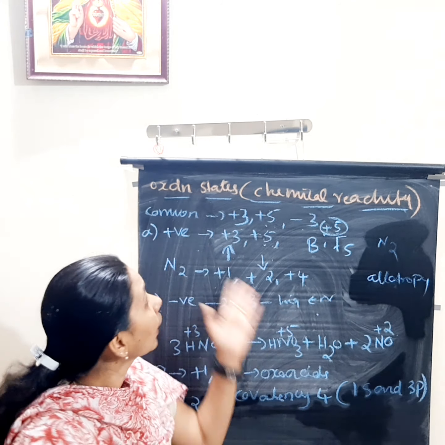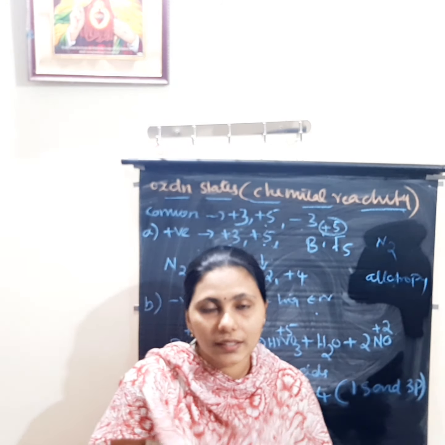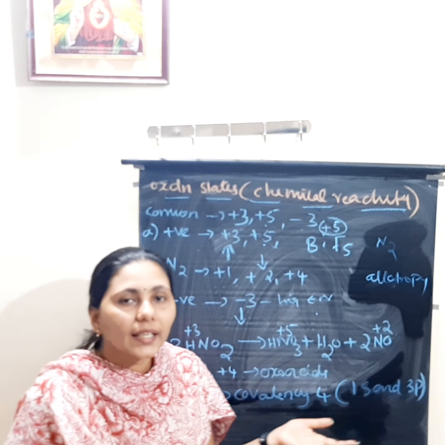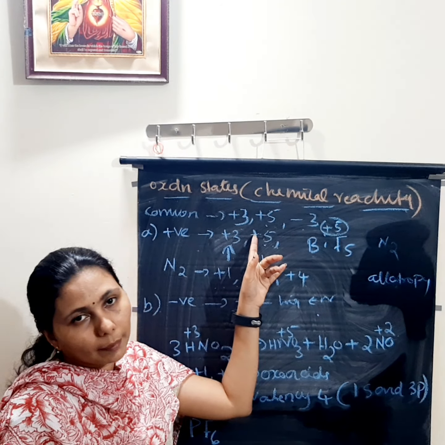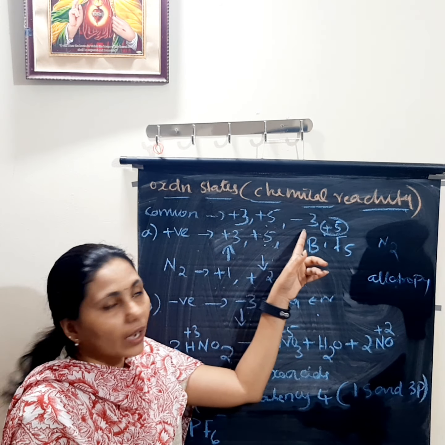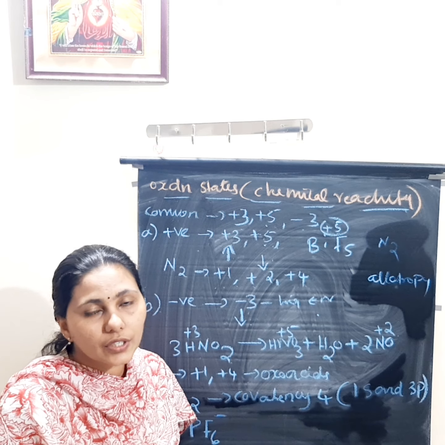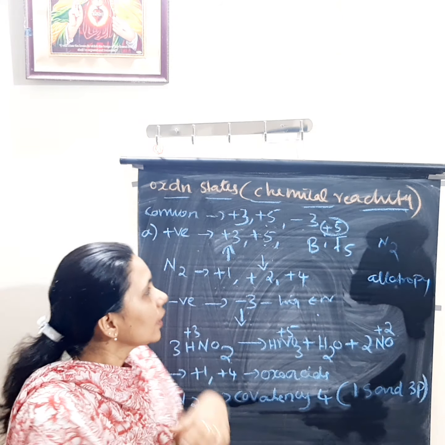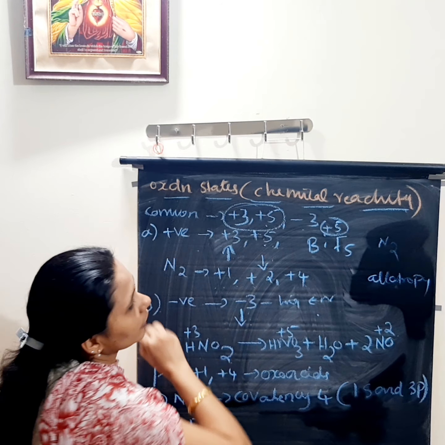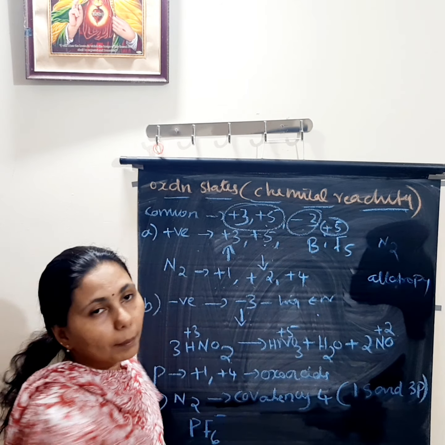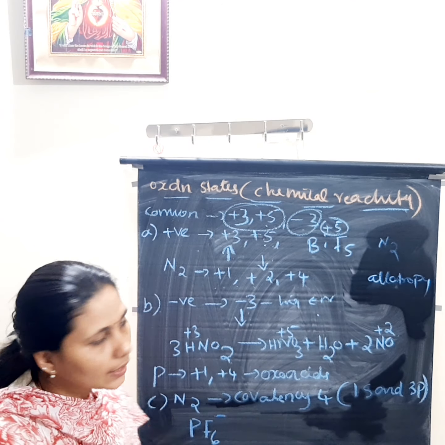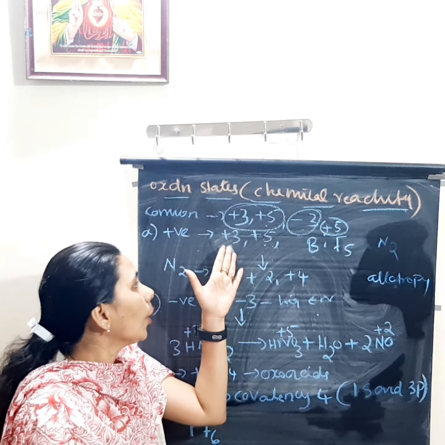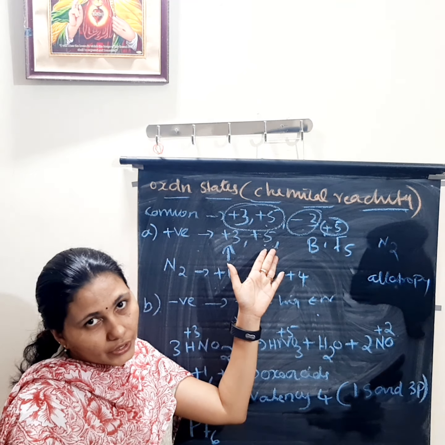Next, we are moving to the oxidation states and trends in chemical reactivity. Generally, the common oxidation states of this family are +3, +5 and -3. So a negative oxidation state is also there, along with positive ones. The positive oxidation states they mainly show are +3 and +5.